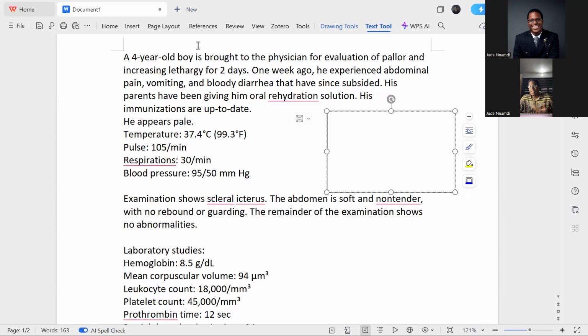So this is a 4-year-old boy that was brought to the clinic for evaluation of pallor and increased lethargy. From this, you can already know that there is some form of anemia going on. 1 week ago, he experienced abdominal pain, vomiting, and bloody diarrhea. Like I said earlier, this is usually caused by E. coli or Shigella dysentery. Usually, this causes an invasive gastroenteritis.